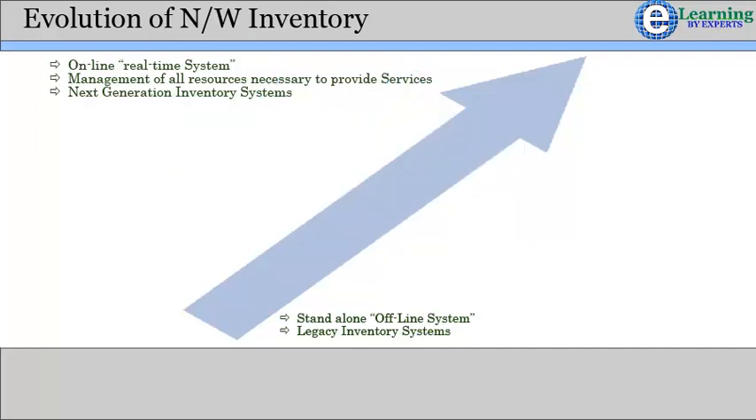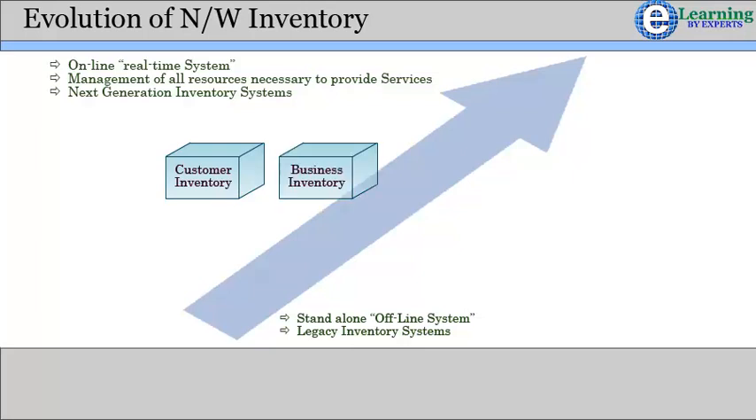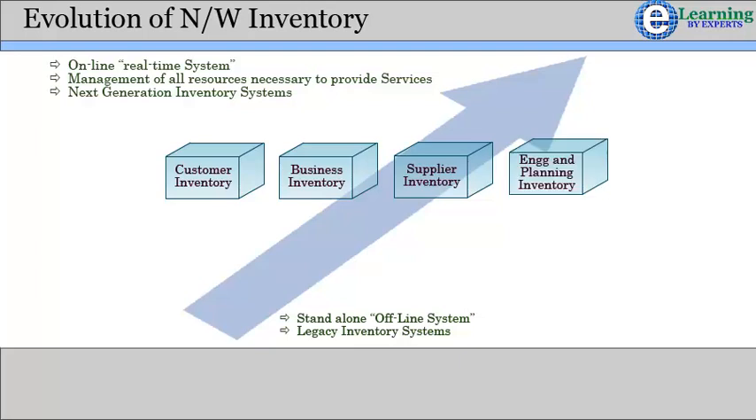Other inventory items that can be stored: customer inventory, for example customers, contacts, and orders. Business inventory, for example including principal applications. Supplier inventory, for example service providers, contacts, contracts, initial and recurrent charges, off-network resources. Engineering and planning inventory, for example GIS information, build-out plans. Part inventory, for example spares, parts on order, parts in repair.